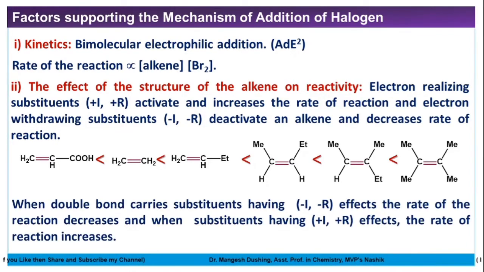When the double bond carries substituents having minus I or minus R effects like this, the rate of reaction decreases. And when the substituents have plus I or plus R effects, the rate of the reaction increases. So on the right hand side, there are 4 R groups which have an electron donation tendency, that is plus I effect, which increases the electron density of this pi bond, and as electron density increases, the reactivity of this alkene also increases. So this supports the mechanism of the addition of halogen.